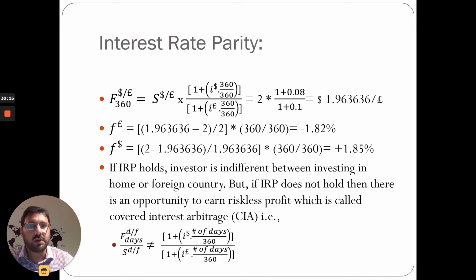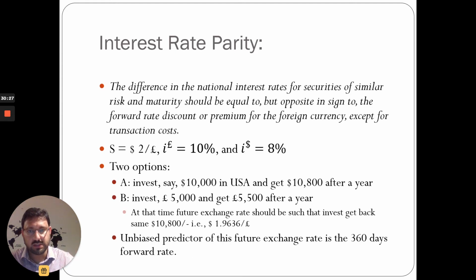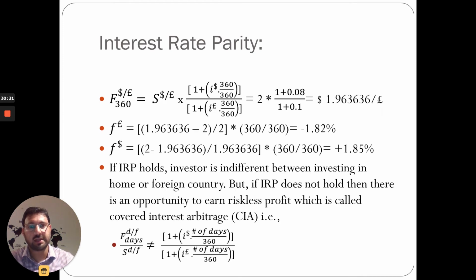This will give us 1.363636, and this is the forward rate, the 1 year forward rate, which is the predictor of what the spot rate would be after a year. So if you lock your position at this, you will end up getting the same thing.